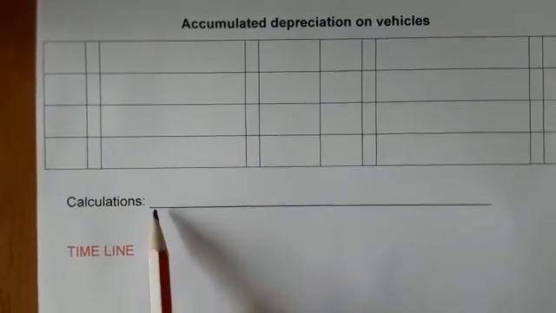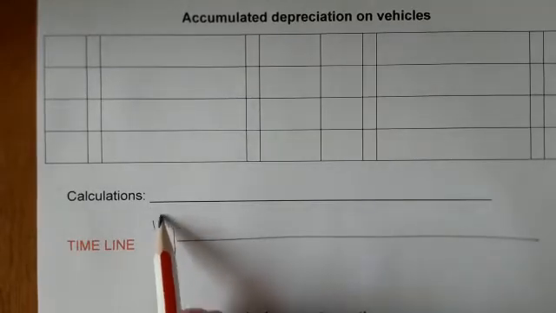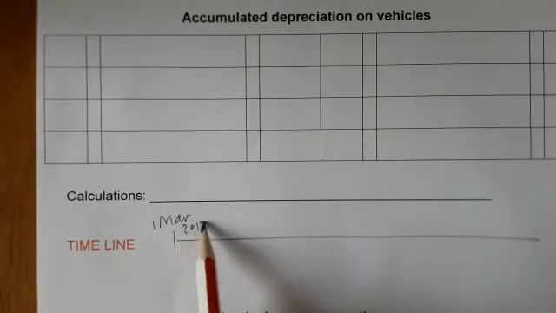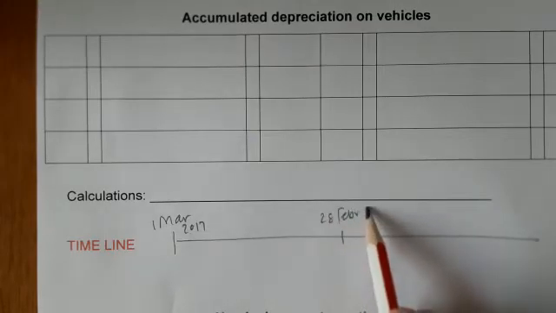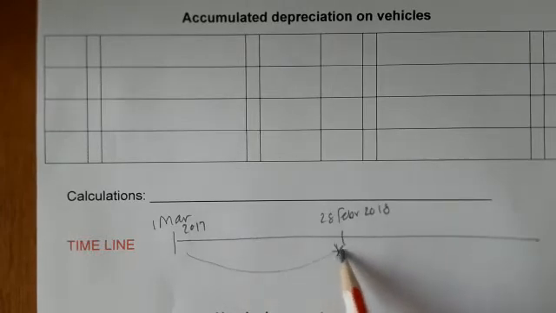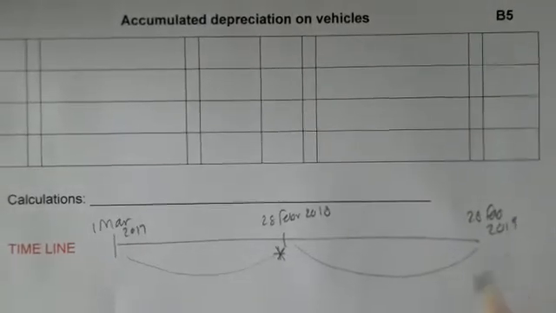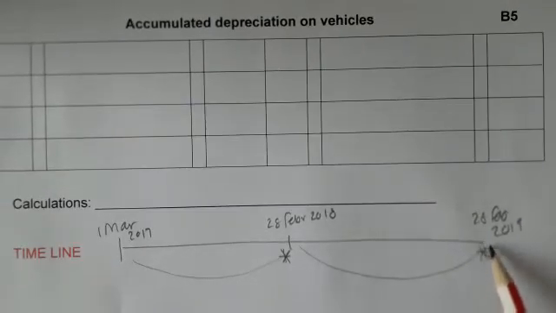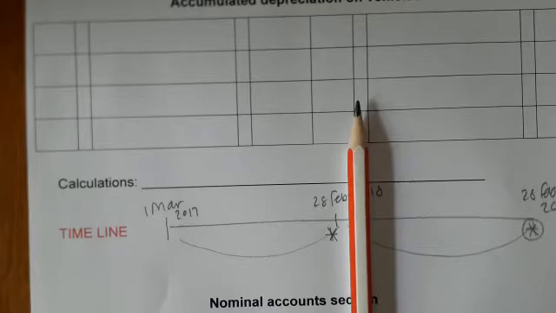Let's look at the calculation. We are going to work from the 1st of March 2017, and at the end of 28 February 2018, that's the end of the first financial year, we're going to make an entry. And then for the next financial year that ends on 28 February 2019, we're going to make another entry. So what happened on the 28th of February 2018? Depreciation has to be recorded.